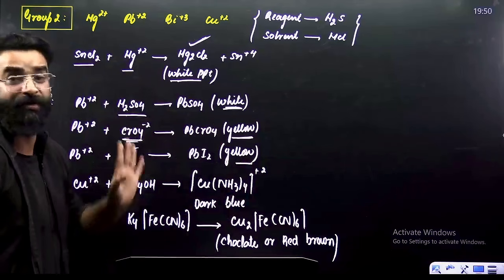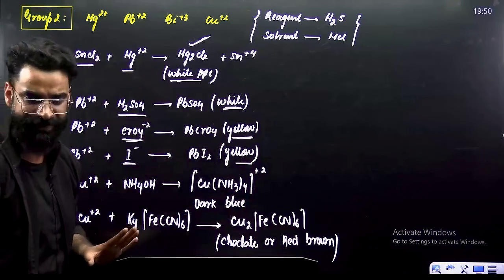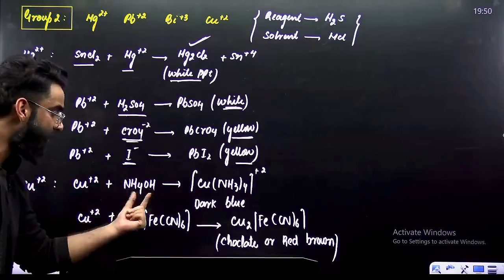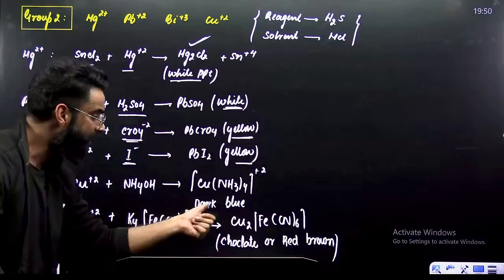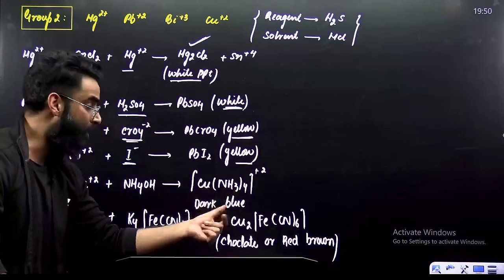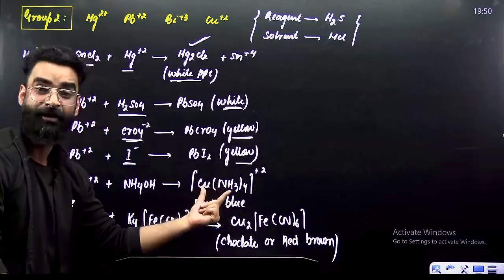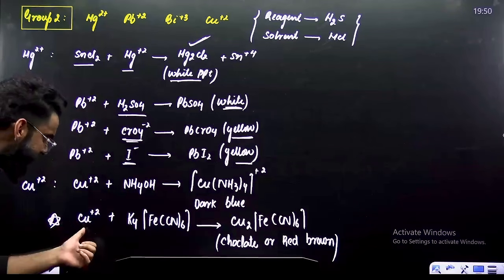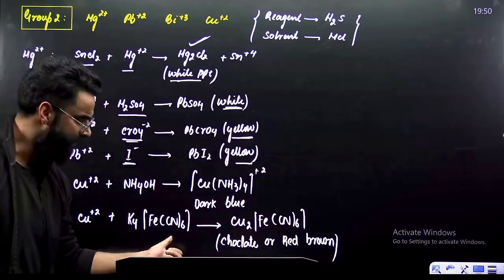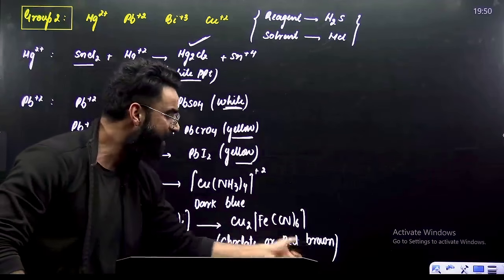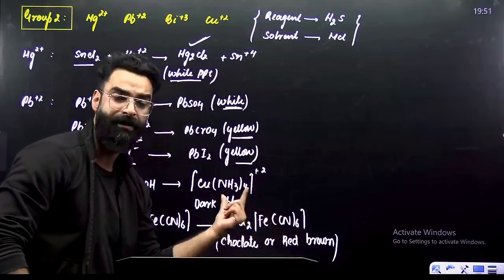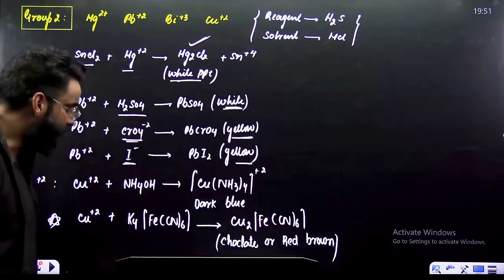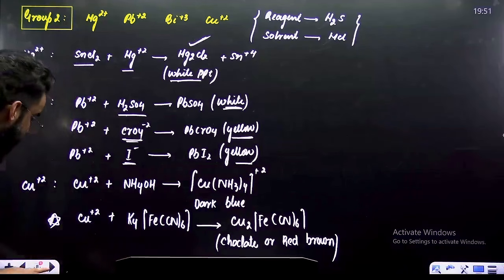These are the colors which are important, and they'll be asked in your examination, my dear students. Similarly, detection of Cu2+. Cu2+ on reaction with ammonium hydroxide, you get a dark blue complex. This is a famous complex which you study in your coordination chemistry, [Cu(NH3)4]2+. Similarly, this is also important. Cu2+ plus K4[Fe(CN)6], right? What do you get here? You get a chocolate or red brown colored complex when Cu2+ is treated with K4[Fe(CN)6]. Perfect. This is also important. Take a note of it.